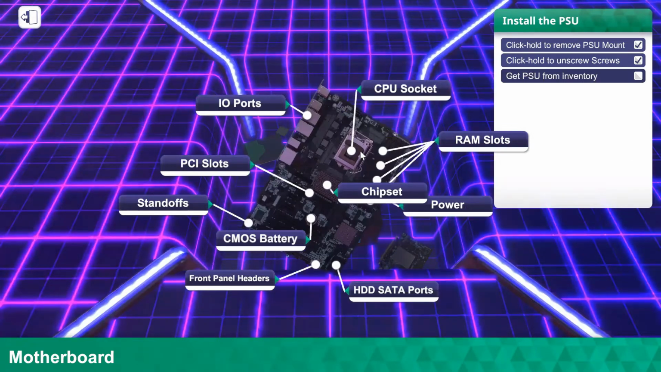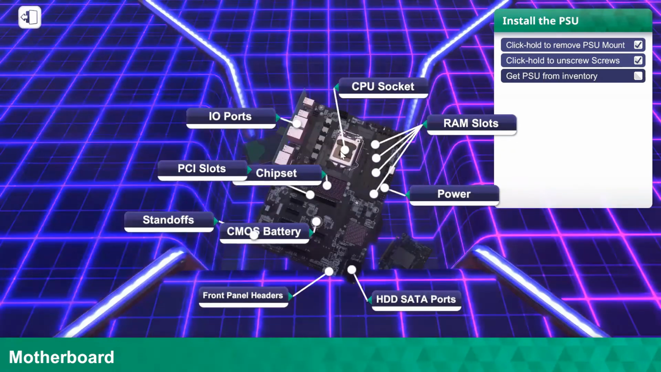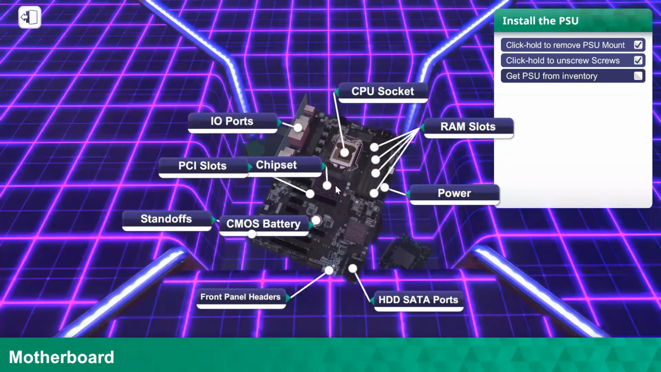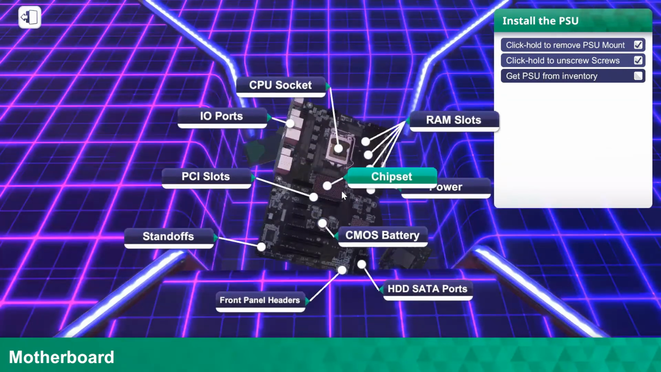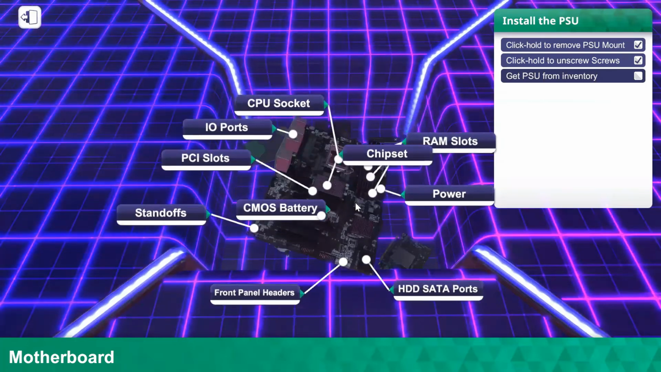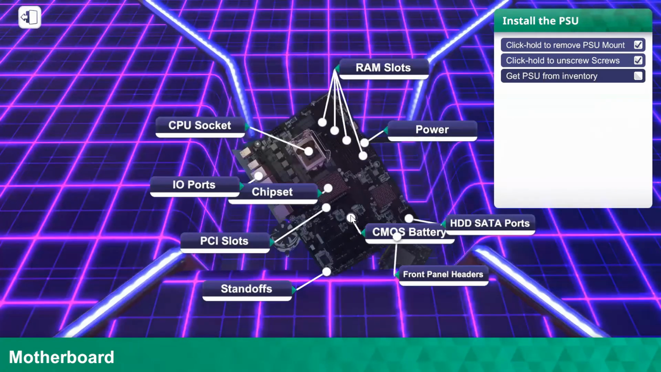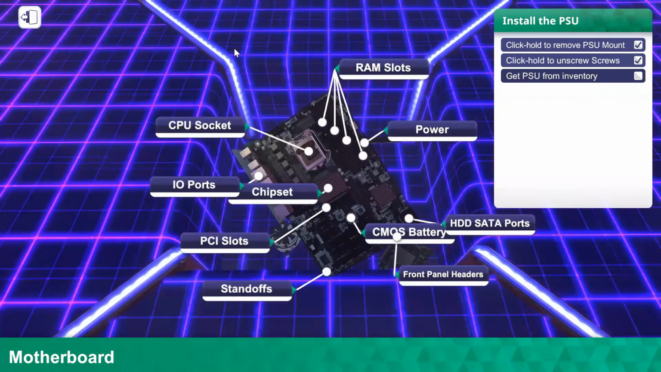And this is the CPU socket, right? So we can lift the CPU socket and place the CPU inside it. And there are some other components, some other chips, some other ICs, which we call the chipset. And this is the CMOS battery, right? So the CMOS battery is there to power up the CMOS.